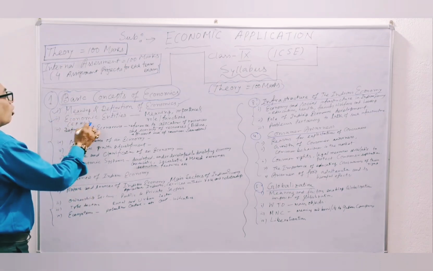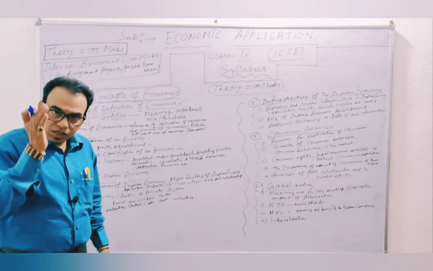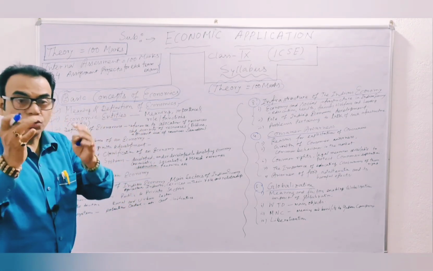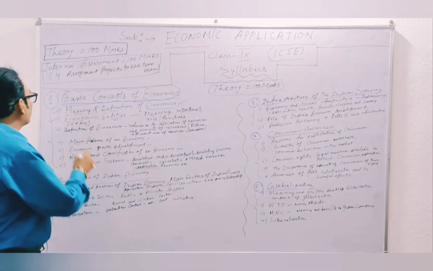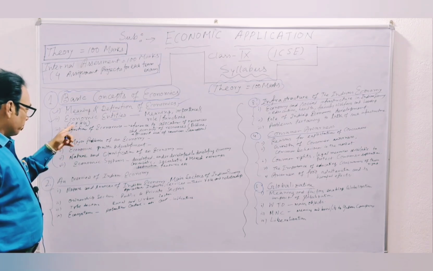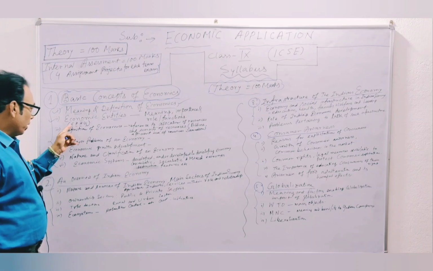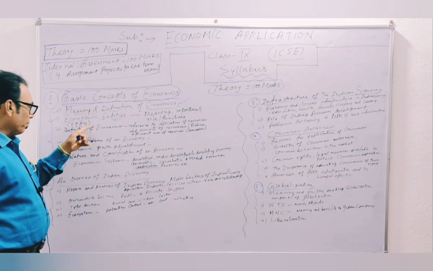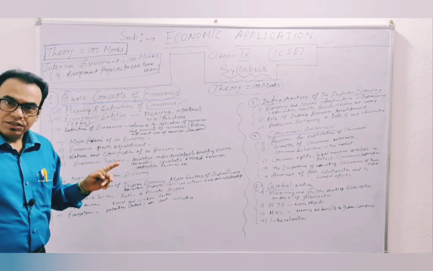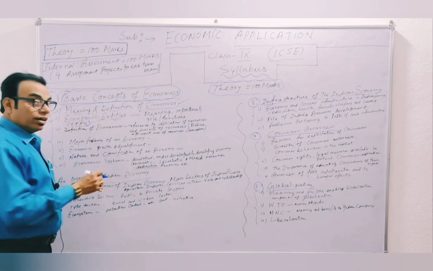Number two, economic entities. What? Entities means existence. The entities by which the economic system is going on. The economic entities, that is actually a short form, CPHG: consumer, producer, household and government. What are those? Consumer, producer, household and government. These are the entities. So who are the entities? CPHG. These four are called the entities.